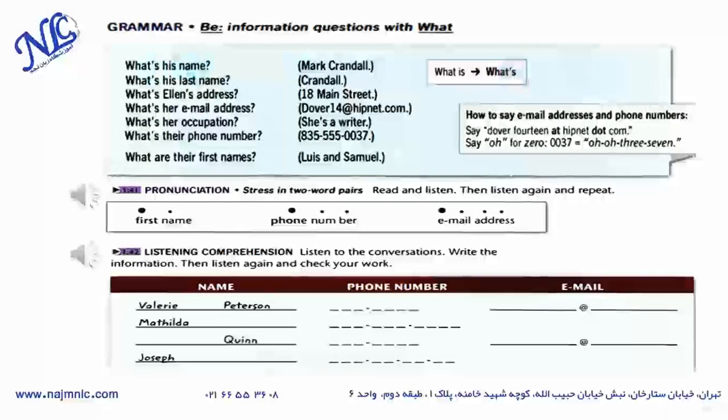The contraction form for what is is what's. For example, what's his name? What's his last name? For email address and phone numbers, don't forget, we say dot com. We say at, not at sign. So, dover14@hipnet.com. For phone numbers, we use O for 0. 0037.